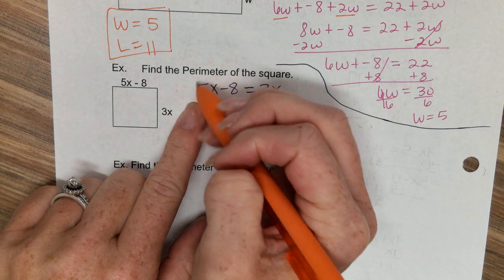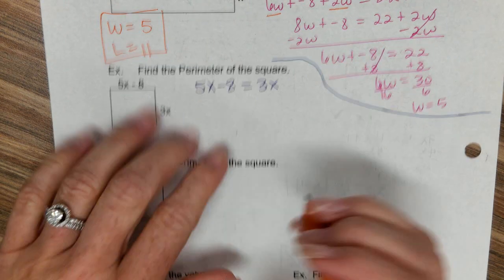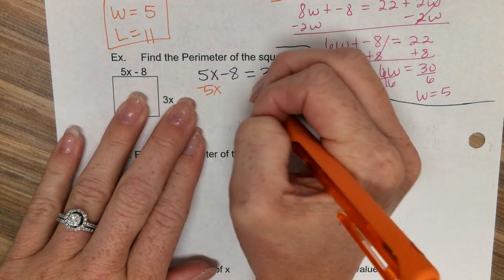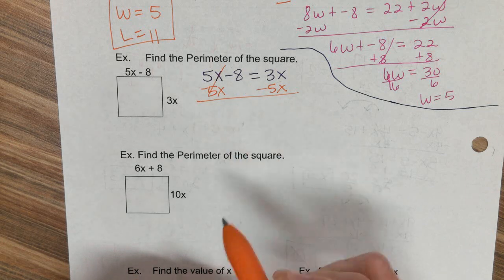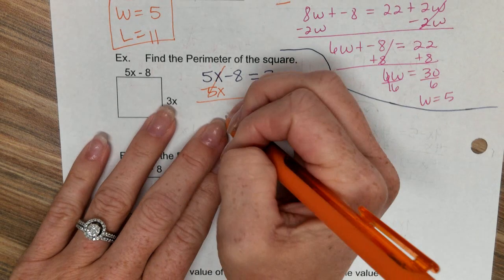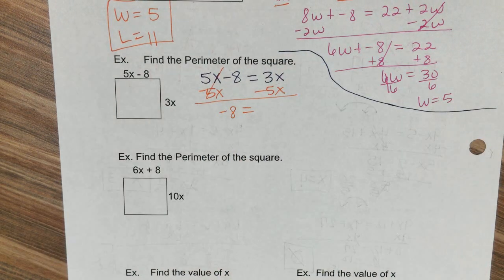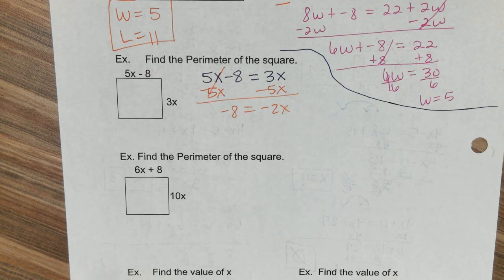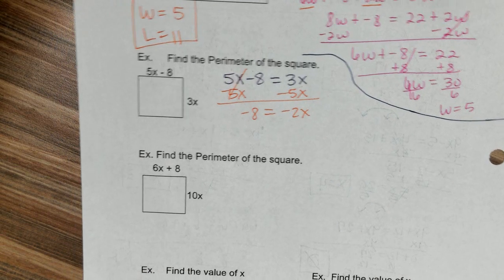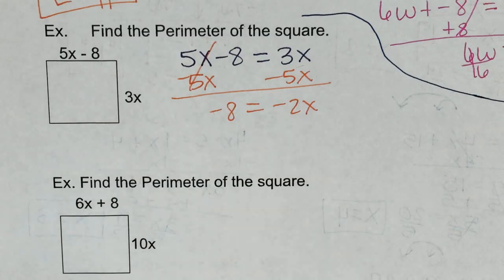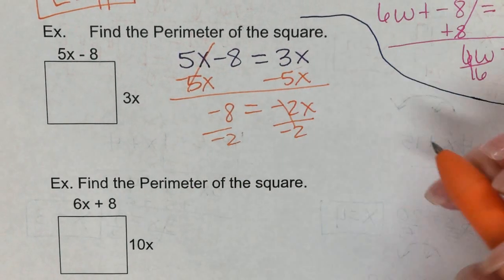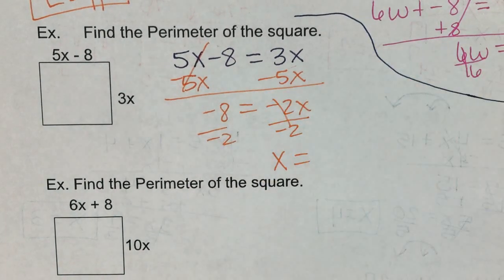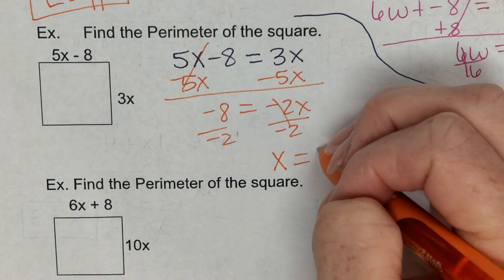How would I cancel out a 5x? Minus 5x. What kind of value does that 8 have? So I have negative 8 equals, and 3 minus 5 is? Negative 2x. I want to get the x by itself, so I need to get rid of the coefficient, negative 2, by division. And so I get x equals, and negative 8 divided by negative 2 is positive 4.